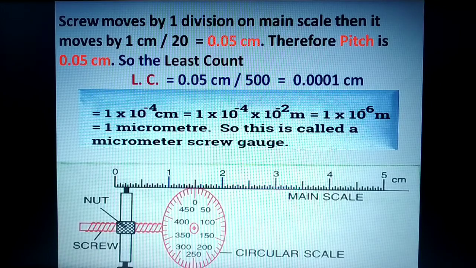0.0001 centimeter. It can be written as 1 into 10 to the power minus 4 centimeter, or 1 into 10 to the power minus 4 into 10 to the power minus 2 meter. That 10 to the power minus 2 is for the centi. That can be written as 1 into 10 to the power minus 6 meter, and that is 1 micrometer. So this is called a micrometer screw gauge.